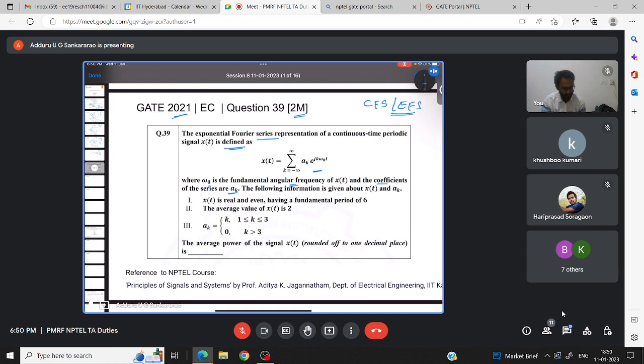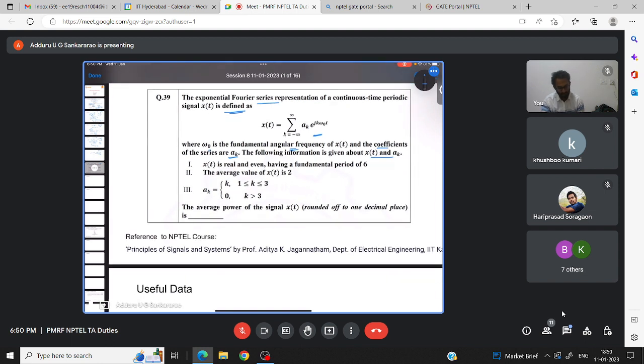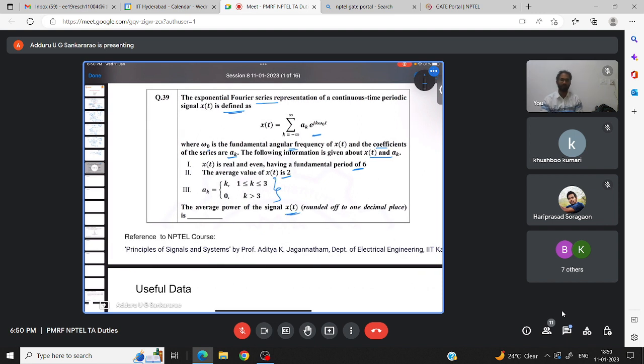The following information is given about x of t. X of t is real and even, having a fundamental period of 6. And the average value of x of t is 2, and a k is given. Then what they're asking is the average power of the signal x of t. That's what they're asking. So we have seen that exponential Fourier series earlier.